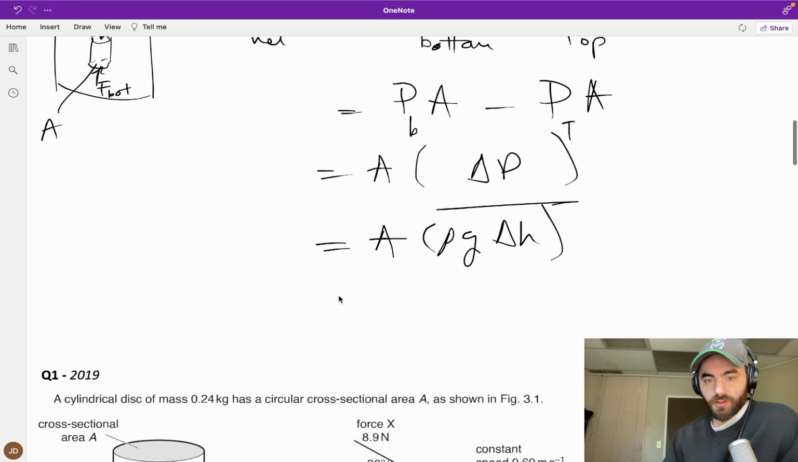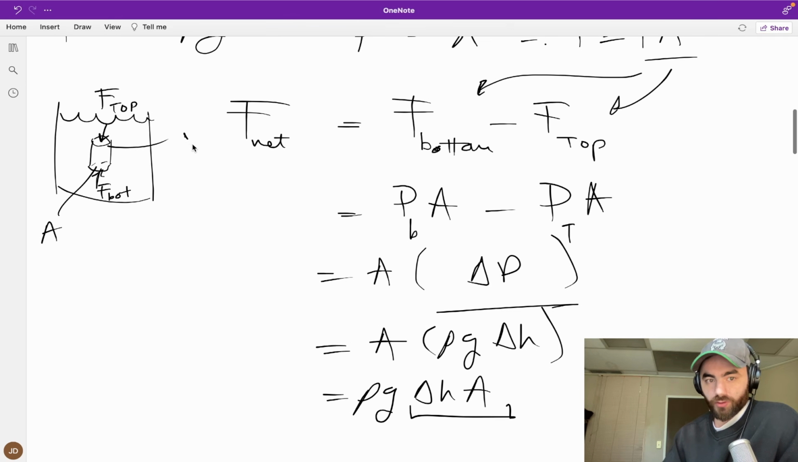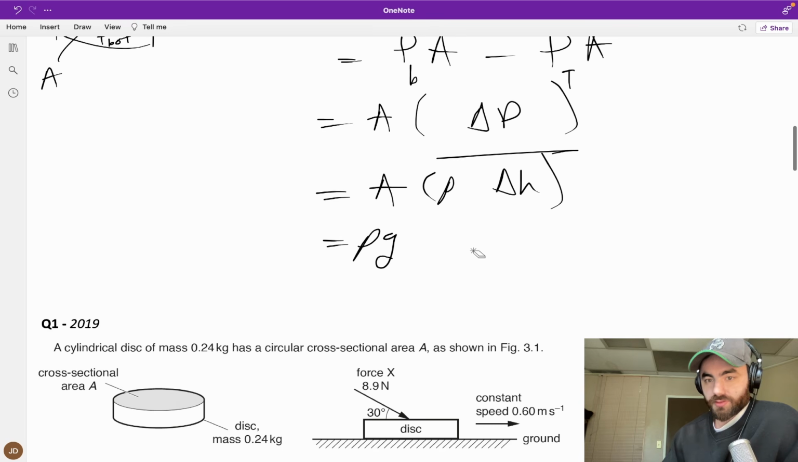This equals rho g change in h times A. And what is this? This is change in h times A, which will just be the volume of the object, or the volume of water displaced. This will be the volume. There, that's the upthrust.